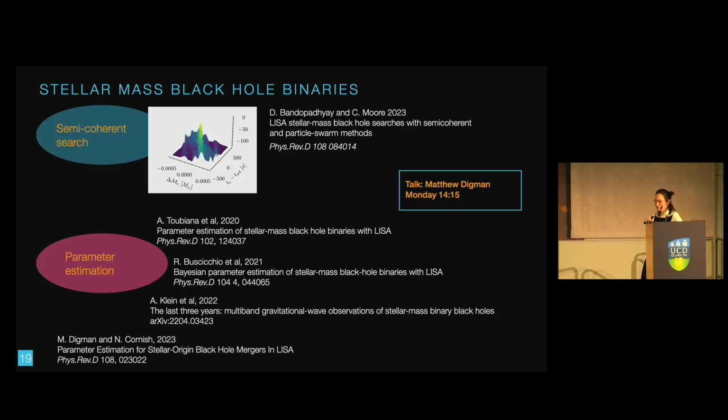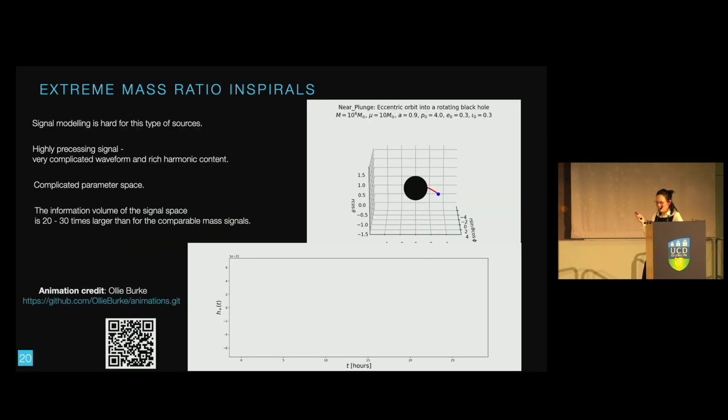Now let's switch to stellar mass black hole binaries. For stellar mass black hole binaries, there have been many works that explored the parameter estimation, in the case where we assume that we know where to start the parameter estimation from. But the search problem is quite hard. And the search problem is a kind of first step to address the search problem for EMRIs, which is extremely hard.